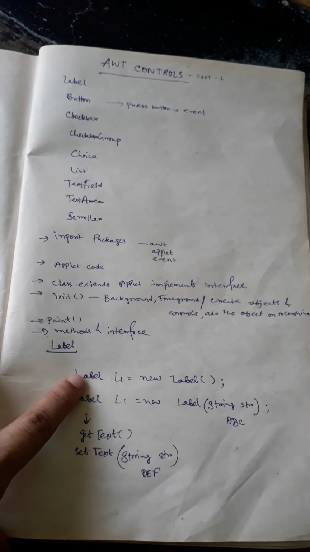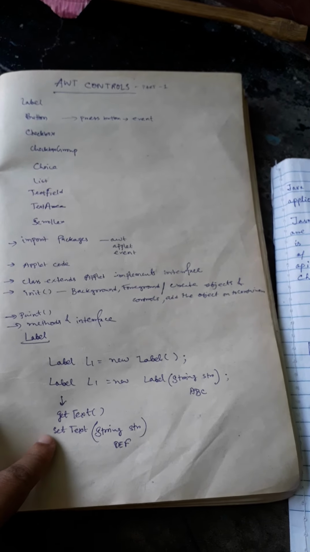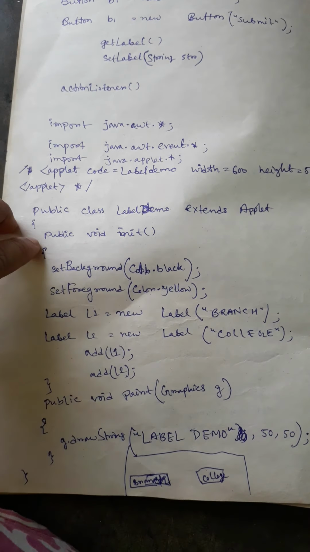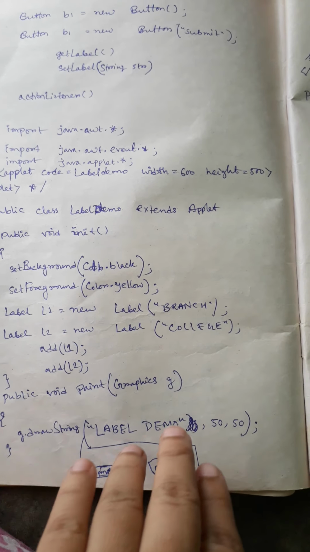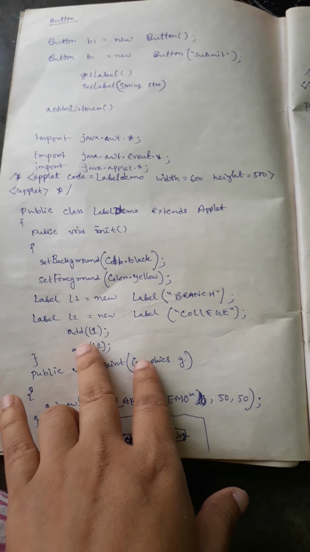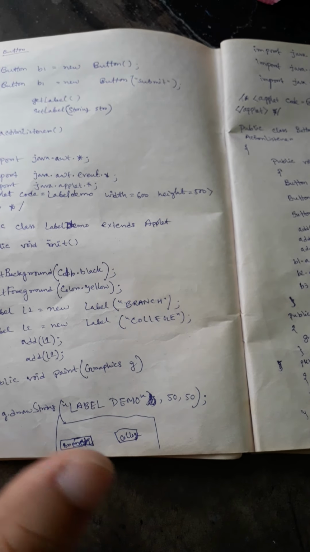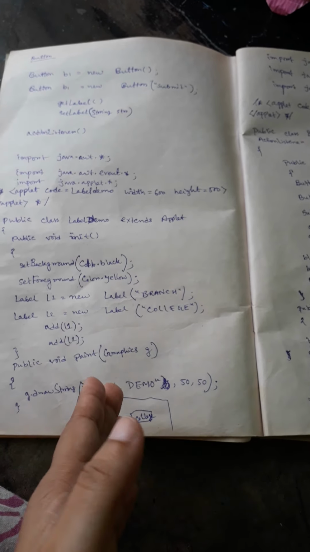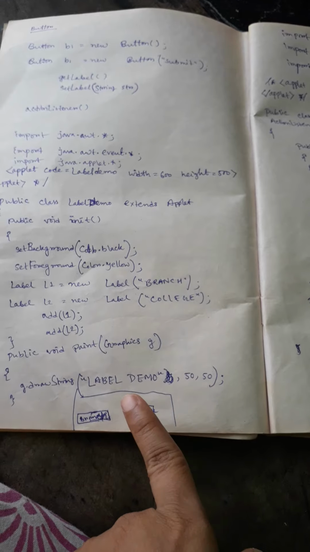So here is the syntax of label, L1, and to change the label you have to write setText. Here is the simple code. In init, setBackground and setForeground are used to take the color, and label 1, label 2 are branch and college, and using the add method you can easily add the two labels in your code. And using drawString in void paint, you can see the output, branch and college.